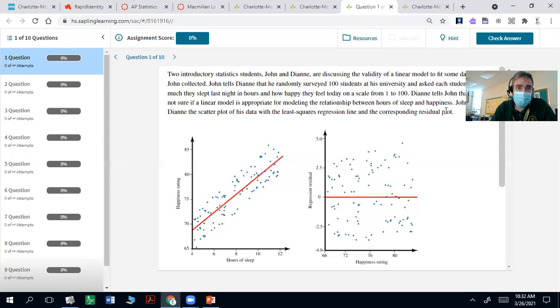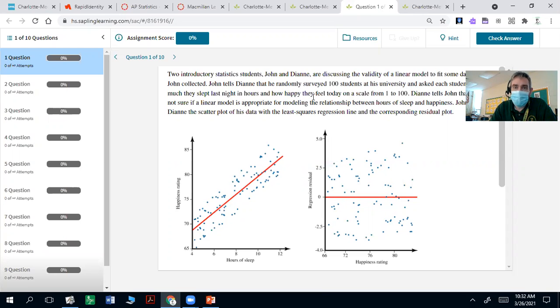Two introductory statistics students, John and Diane, little ditty about John and Diane, are discussing the validity of a linear model to fit some data that John collected. It doesn't quite jive with the whole song, but it's fine.